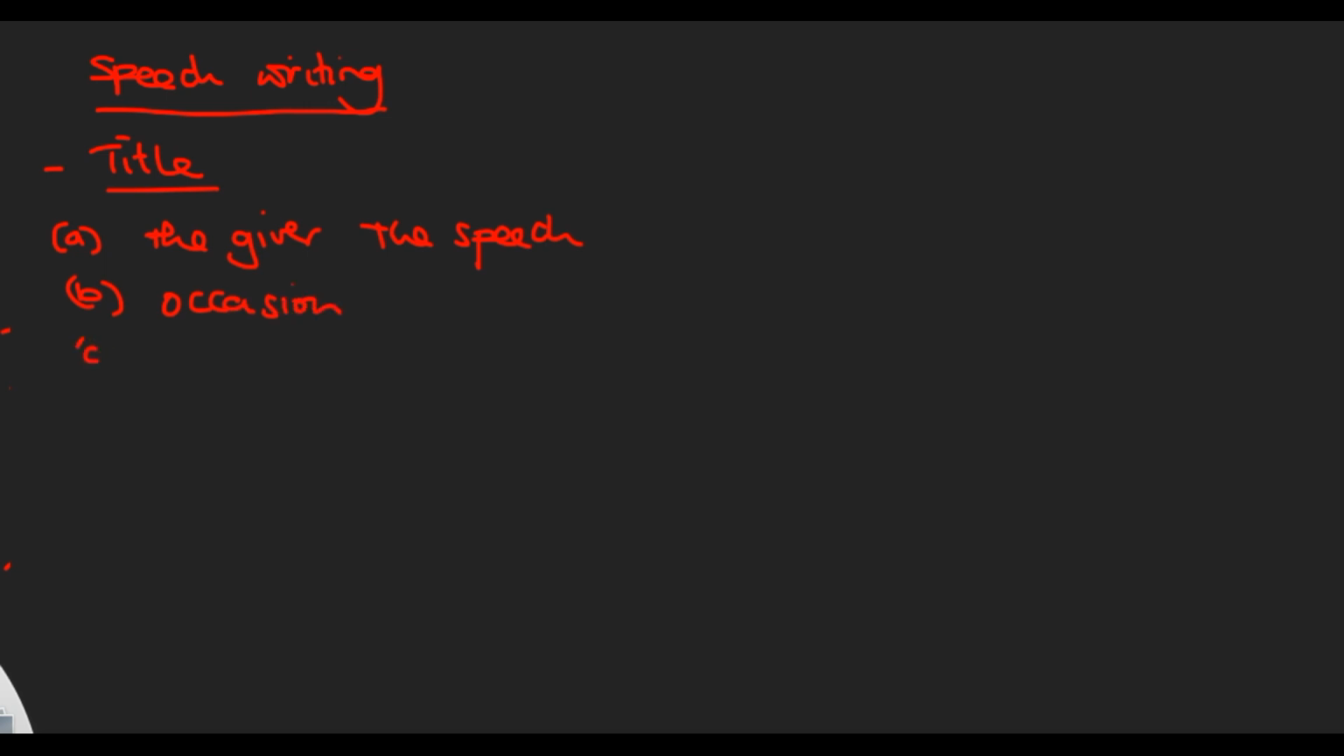And then not only that, but also the venue. And then not only the venue, but also the date. So that is the first one. So meaning that when you're looking at the title, these four components should be found in your title.